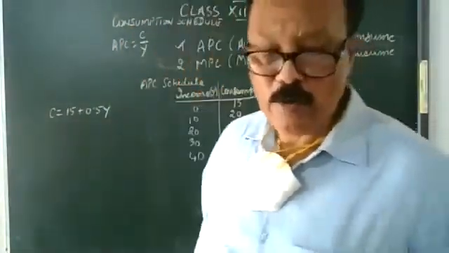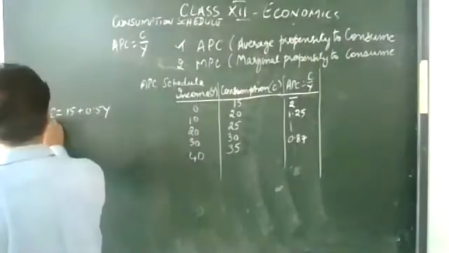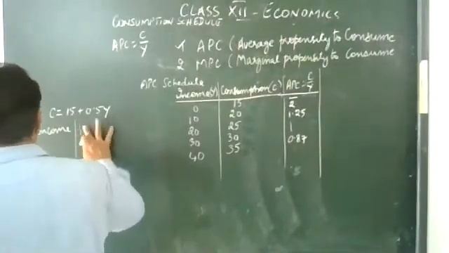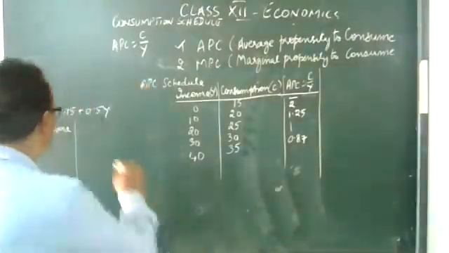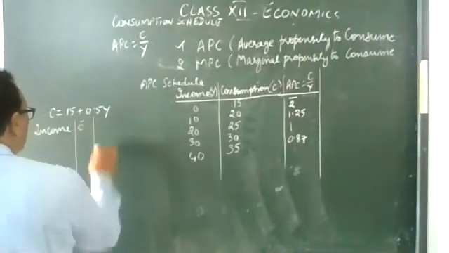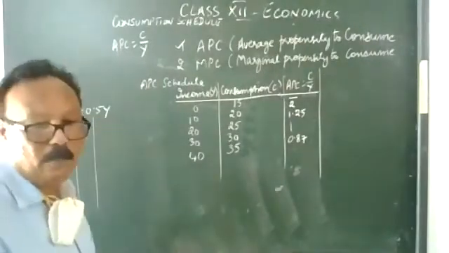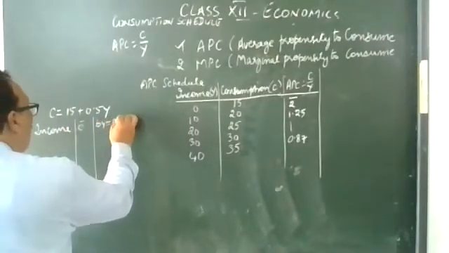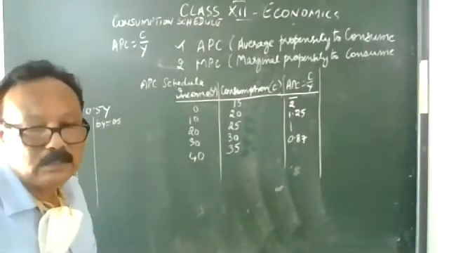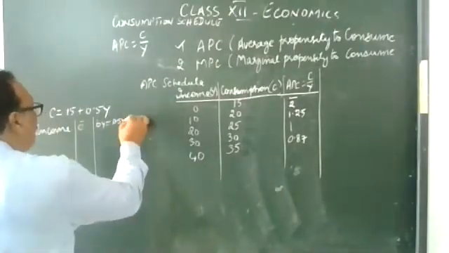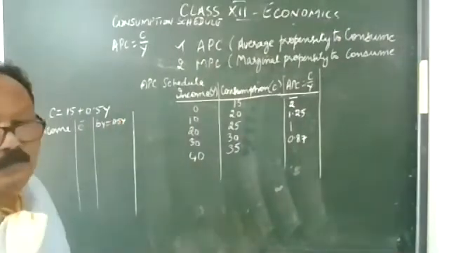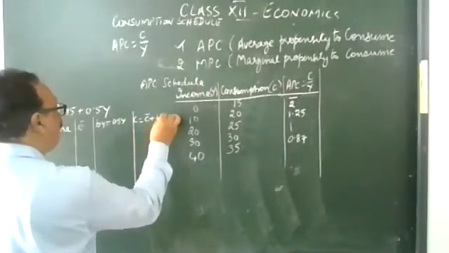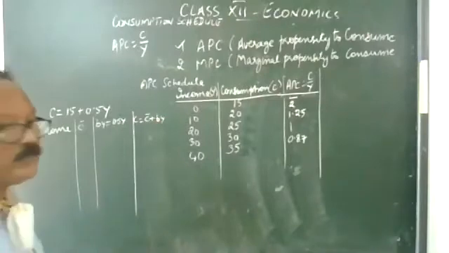So, I will take first income, then consumption. After that, we will take C bar, which is autonomous. Then we will have bY, which is here. bY is equal to 0.5 of whatever the income is, into Y. And the third will be the consumption function, which is C is equal to C bar plus bY. Income I will take from 0 to 40.